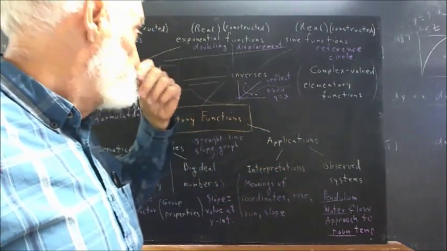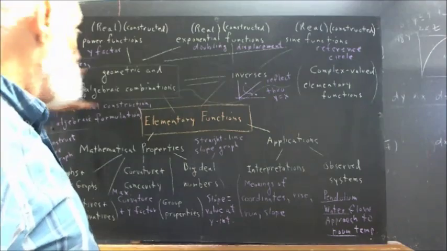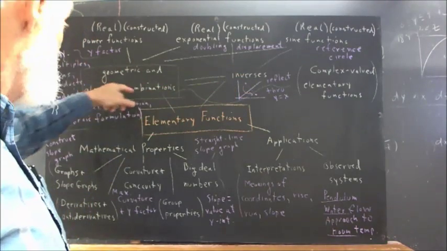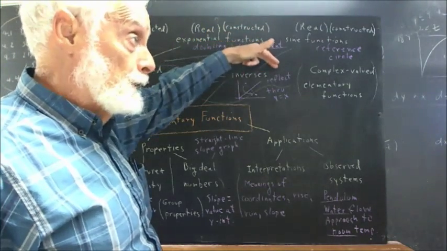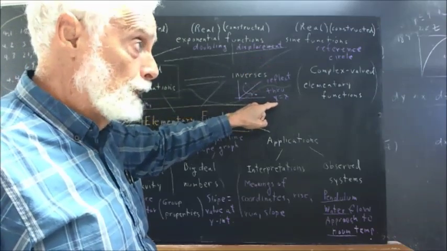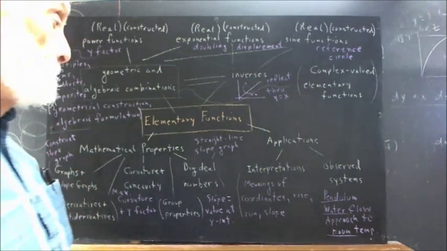As far as inverses, I meant to mention that earlier, should have been mentioned along with the combinations and so forth. The graph of the inverse of a function is constructed easily by simply reflecting the function through the line y equals x. So that should be familiar to everybody.